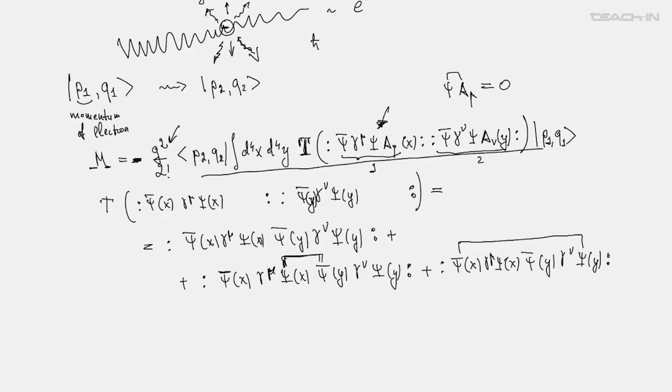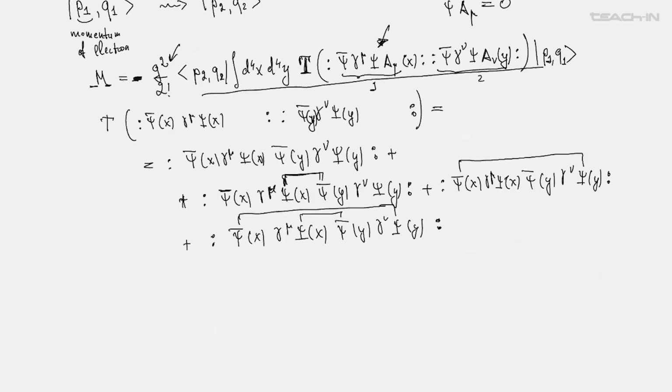But I have not finished yet with the pairings, because there is one more term where you have a double pairing. So psi bar x gamma mu psi on x, psi bar on y gamma nu psi on y, and then you pair these fields, and then you pair these fields as well. So this is the term with complete pairings, so all fields are paired. And so this term is just a function of x and y, so it's not an operator anymore.